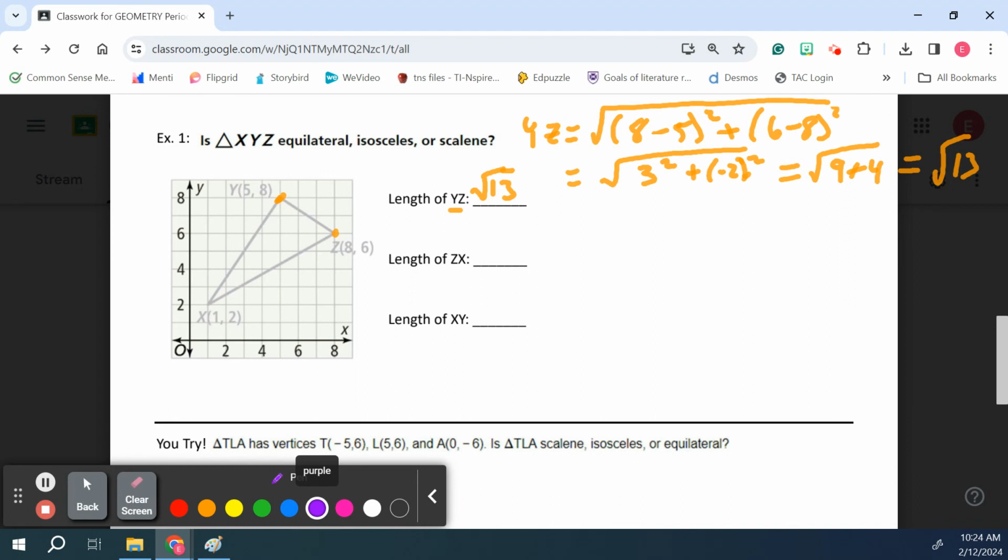And I'm going to do this 2 more times. I'm going to do it for ZX. So here's Z, here's X. I'm going to represent that in purple.